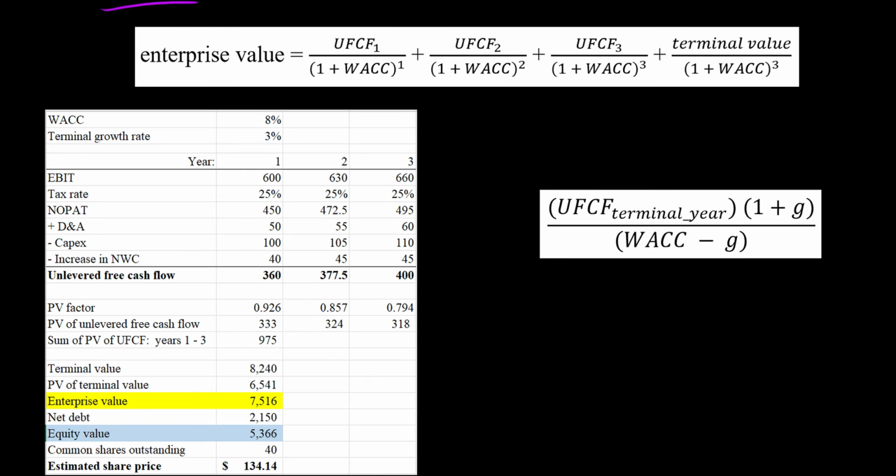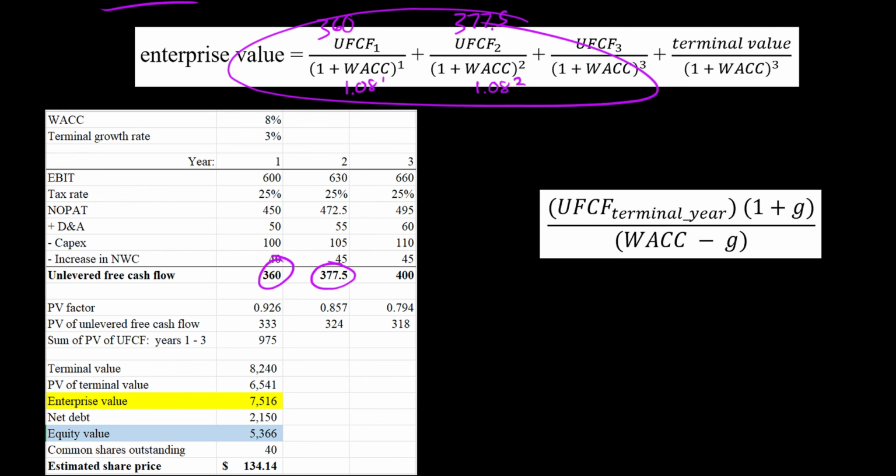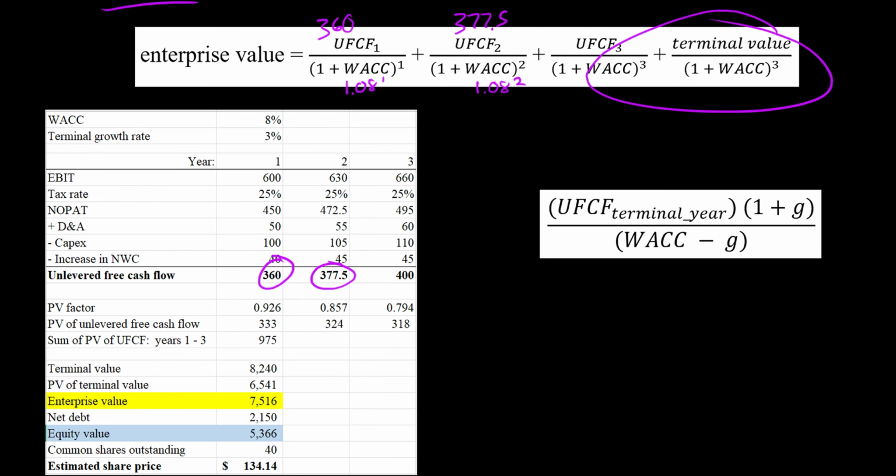So we'd have up here, it'd be 360. That's from right here. And then 377.5 here and so on. And then you discount it using the weighted average cost of capital, which in this example is 8%. So like this would be 1.08 to the first power, 1.08 to the second power, etc. And then beyond the 3-year horizon, you've got all the free cash flow that's going to occur after those 3 years. So to get that terminal value that you see up here, we say, let's take the unlevered free cash flow for that terminal year.